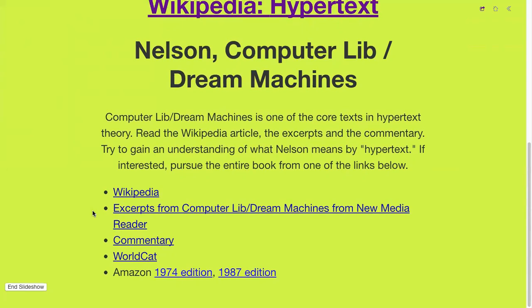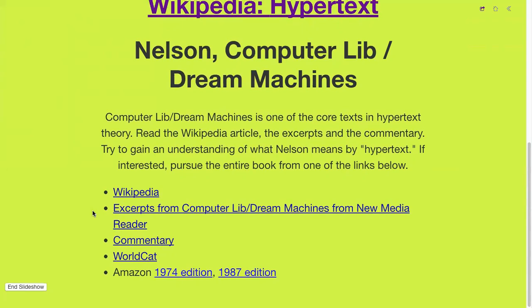I have a copy of the book, Computer Lib/Dream Machines. It's really hard to find. It's outrageously expensive. The copies are like $100 apiece if you can find them. But if you ever find one, buy it.